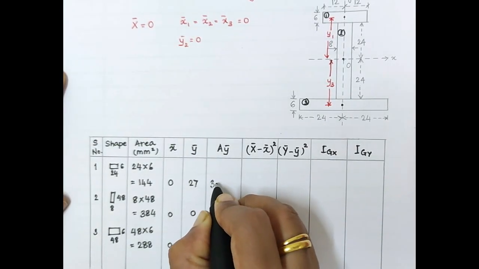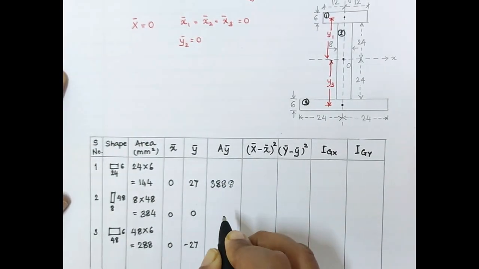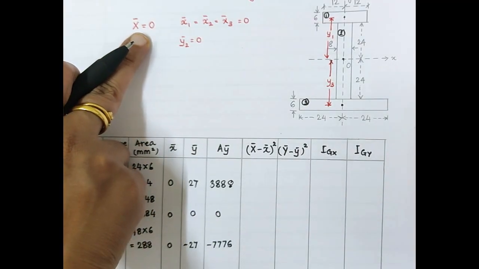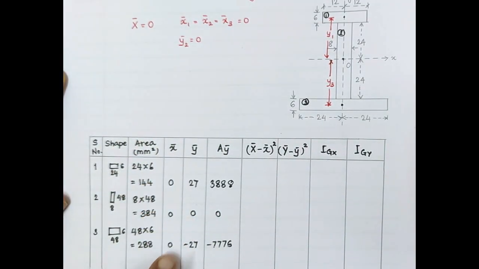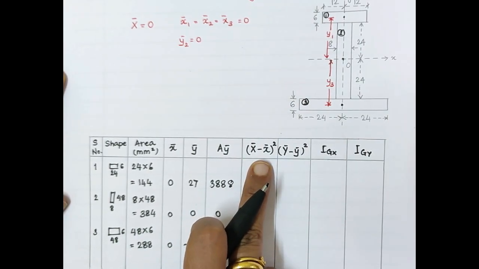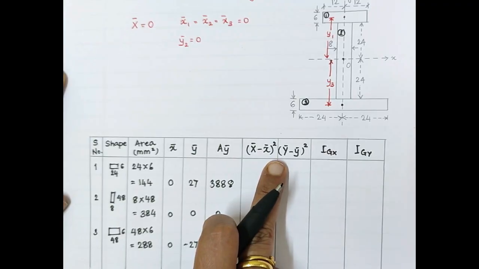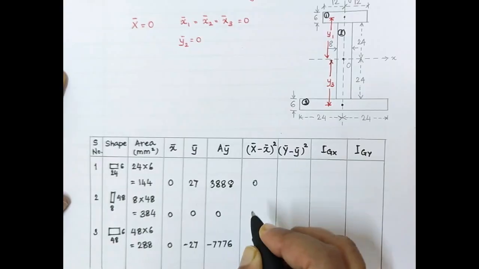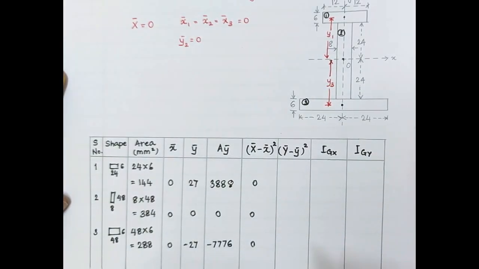So this comes out to be 3,888. This comes out to be 0. And since this is a negative value, minus into plus gives you a negative sign over here. That is minus 777.6. Now we see the capital X of each figure and the small x of each figure, and what we are trying to do is we are trying to calculate capital X minus small x whole square. Now since both are 0 in each condition, therefore here every value comes out to be 0.